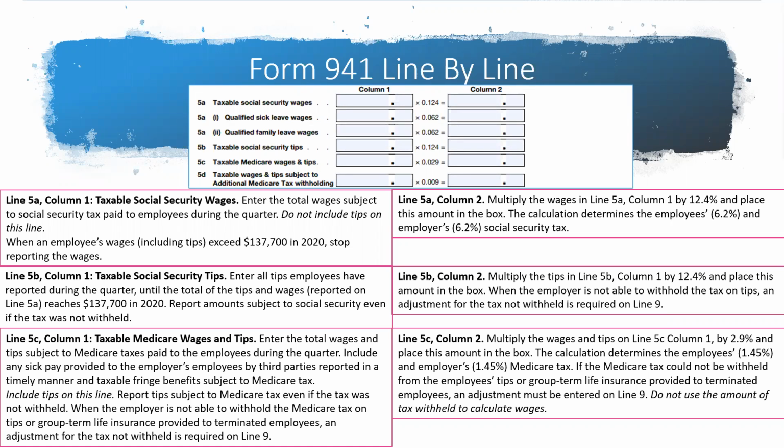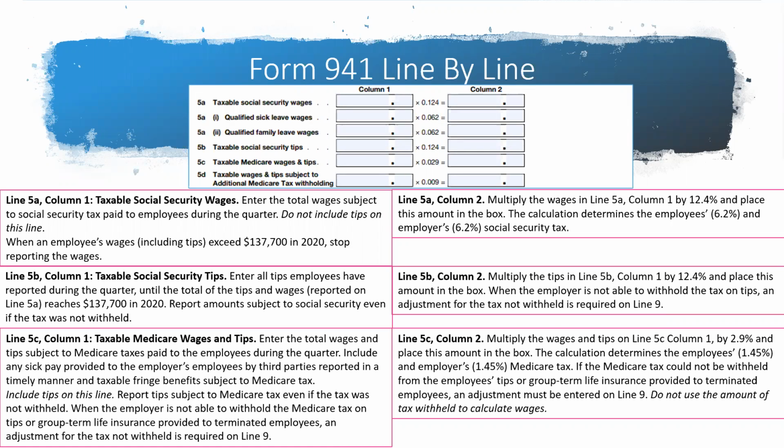So line 5A under column 1 is going to be the taxable Social Security wages. So that's the total amount of wages paid to all of your employees that were subject to Social Security tax. If you have tipped employees, then you're not going to include tips on that line. Those are going to go down on line 5B instead. Social Security does have a limit on the taxable wages, and that limit is applied on this line. So nothing over and above the limit for any employee should be included on that line.